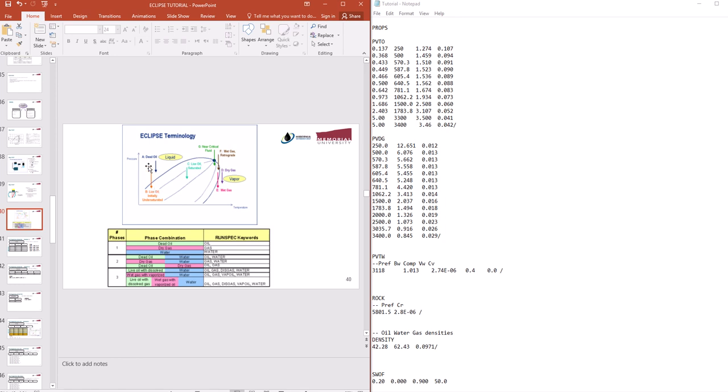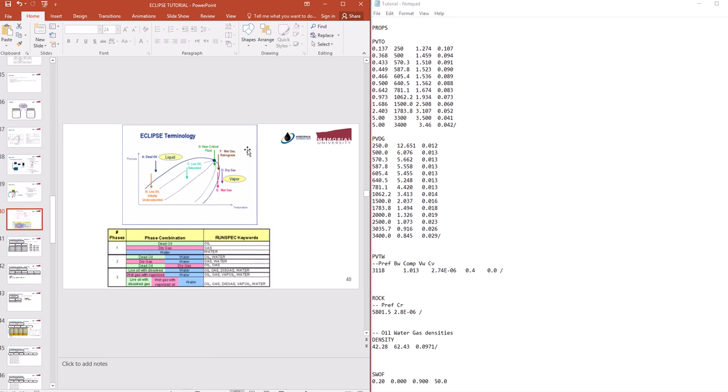So what is the difference between dead oil and live oil? In the dead oil, we say that we don't have any gas inside the oil phase, but in the live oil, we say that we have dissolved gas in our system. So the keywords to be used in the dead oil and live oil are totally different, and we are going to cover all these in the next section.